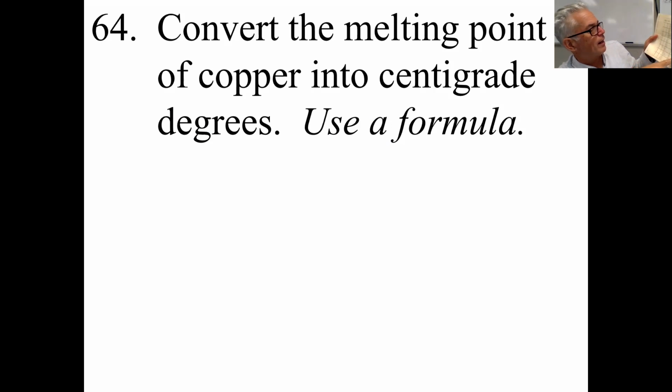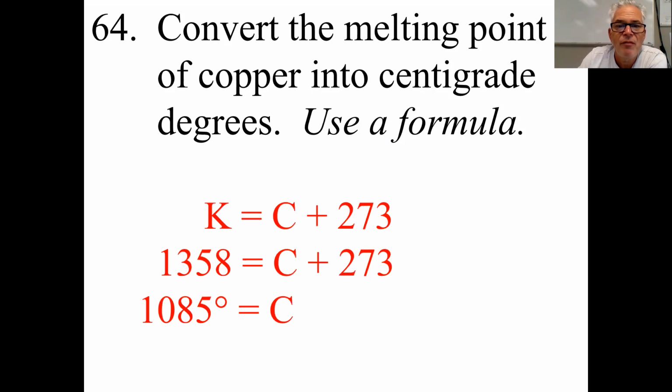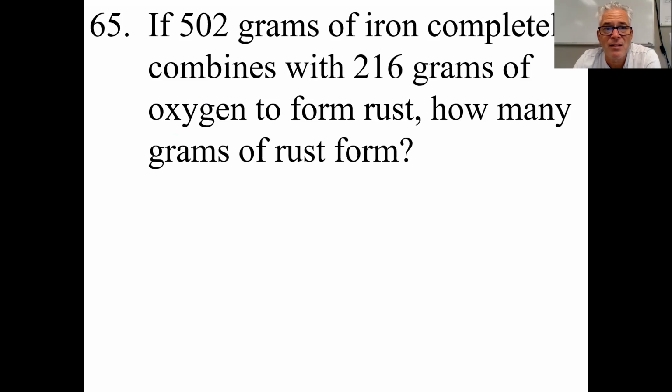Copper, element number 29. The melting point, 1358 Kelvin. 1358 Kelvin equals C plus 273. We subtract 273 from both sides, and the centigrade temperature for the melting point of copper is right there. These are easy. You got to write a formula. You got to put the numbers in the right place, though.